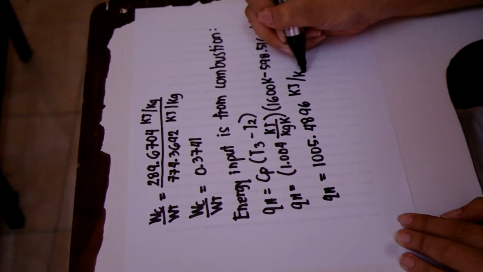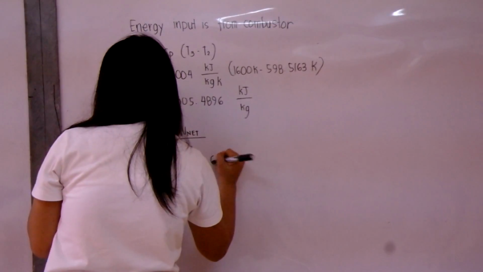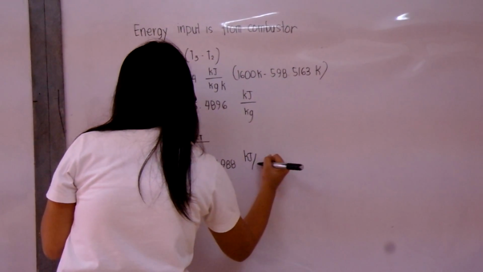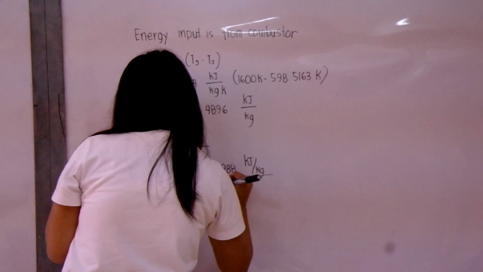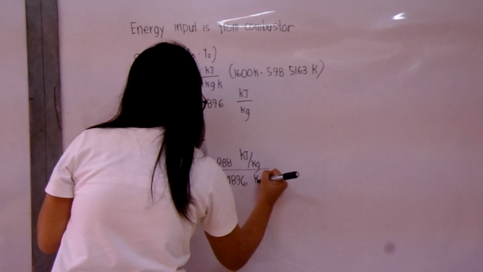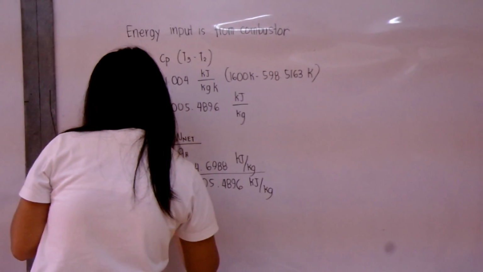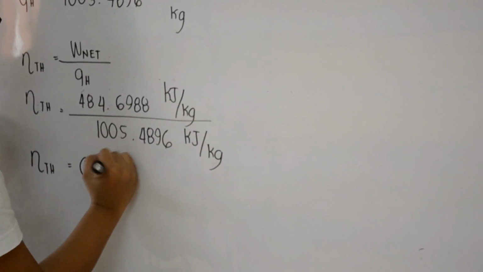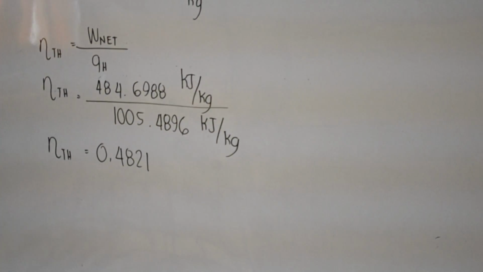Q sub H is equal to 1005.4896 kJ per kilogram. Lastly, to get the thermal efficiency, we will use the formula power output over the energy from combustion. Then, substituting the values to the formula, thermal efficiency is equal to 484.6988 kJ per kilogram over 1005.4896 kJ per kilogram. Therefore, the thermal efficiency is equal to 0.4821.